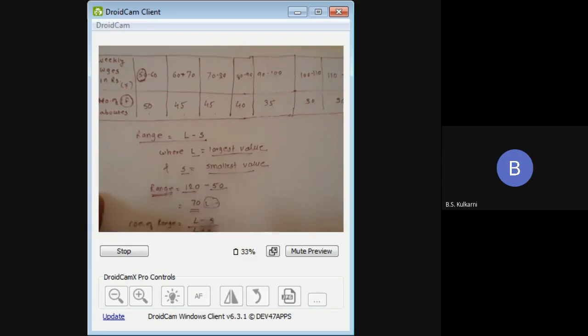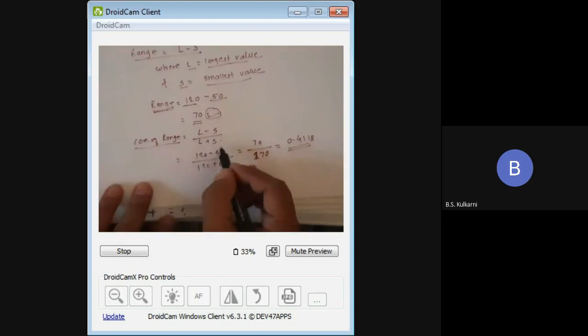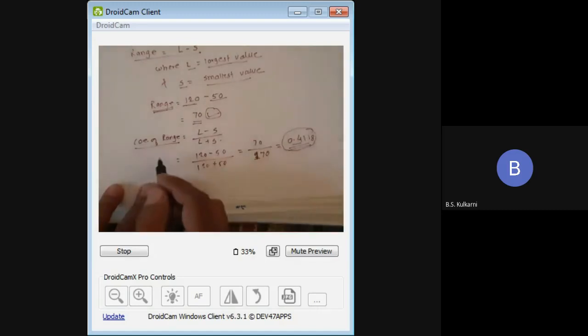This is your range. And whenever you are finding the coefficient of range, the formula is L minus S divided by L plus S, that is 120 minus 50 divided by 120 plus 50, which is 70 divided by 170. That equals 0.4118. This is your coefficient of range. Understood?